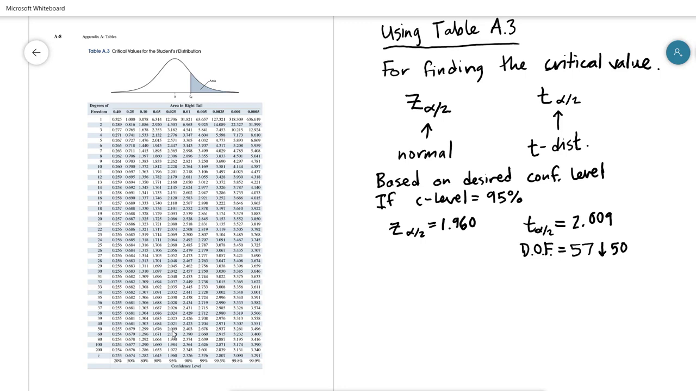The last thing to note is if our degrees of freedom is greater than 200, notice our table stops at 200. If it is greater than 200, we will just use the row that's labeled Z and treat it as though it were a normal distribution. And that is how we will wind up using table A3.